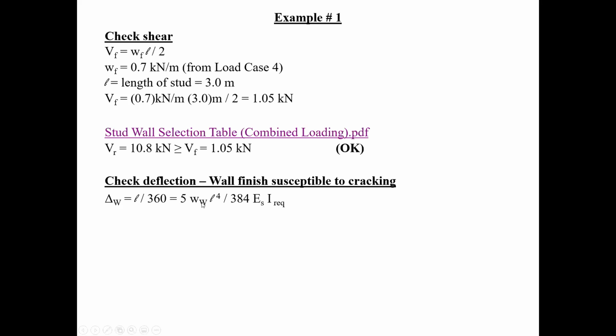And here I put WW, in other words, the service load for wind. And then I put everything in terms of EI, the stiffness of my stud. EI is the stiffness of the stud, and I put almost the same thing that we did for the beams. So here now I use 0.265 because that is the load that we use for serviceability. In other words, we take 75% of the wind load for serviceability, and then I multiply by the tributary width to get my specified wind load, which ends up being 3.75.